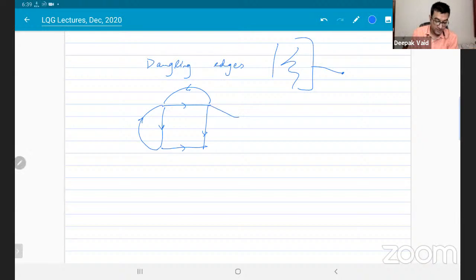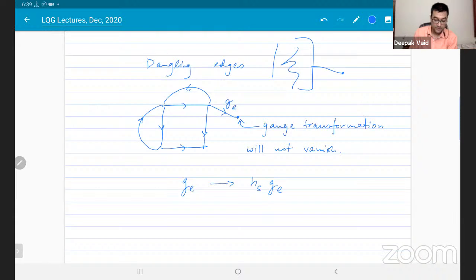But if you have a single edge out here, a dangling edge, then what will happen is here at this vertex, the gauge transformation will not vanish. So what happens with this dangling edge? With this dangling edge, it goes as H source G H target inverse. But this H source will be cancelled by the gauge transformation acting on these other edges.